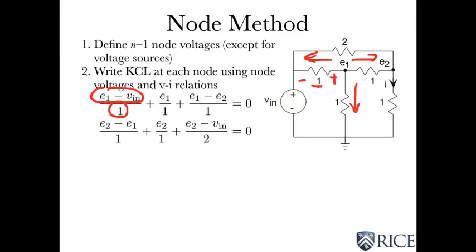And the east going current is E1 minus E2 divided by 1 again. And those have to be 0. That's KCL at that node. So we can write KCL at the other node where E2 is. So it's E2 minus E1 divided by 1, E2 divided by 1, and E2 minus Vn divided by 2 is the last KCL equation.